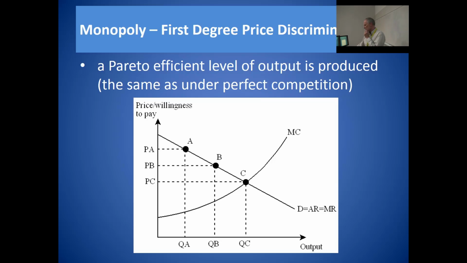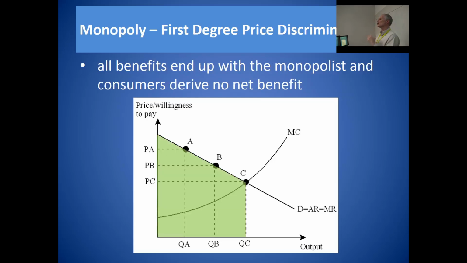So what does this then mean in terms of the benefits that accrue to the customers and to the monopolist? Well, we get the same output level as under perfect competition. Therefore, a perfectly price discriminating monopolist will produce a Pareto efficient level of output. That last unit sold, the marginal valuation, is equal to the marginal cost of production. It is Pareto efficient. However, there's a decided imbalance between the benefits that derive to the monopolist and consumers.